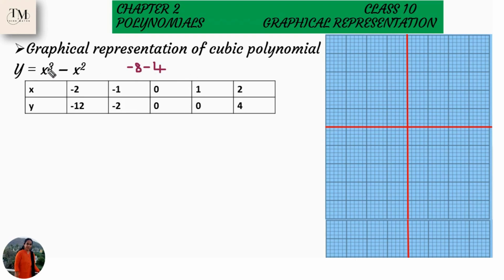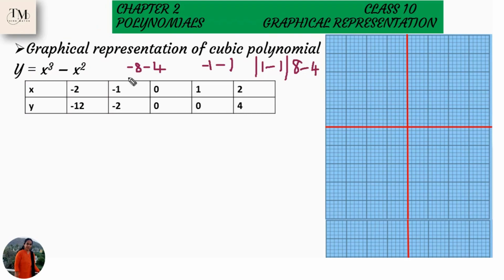Then x is equal to minus 1. So minus 1 minus minus 1 whole square is plus 1. Okay, so minus 1 minus 1 is minus 2. When x is equal to 0, 0 minus 0 is 0. So when x is equal to 1, 1 minus 1 square is 1, so 1 minus 1 is 0. Okay, when x is equal to 2, 2 cube is 8, 2 square is 4. So 8 minus 4 will be 4.